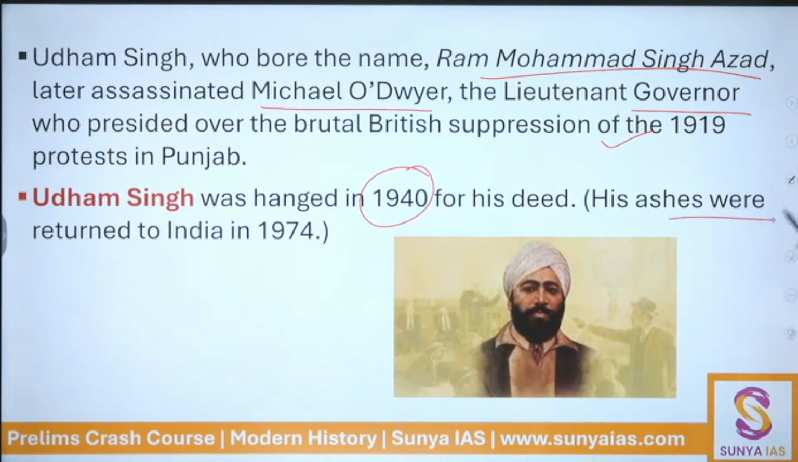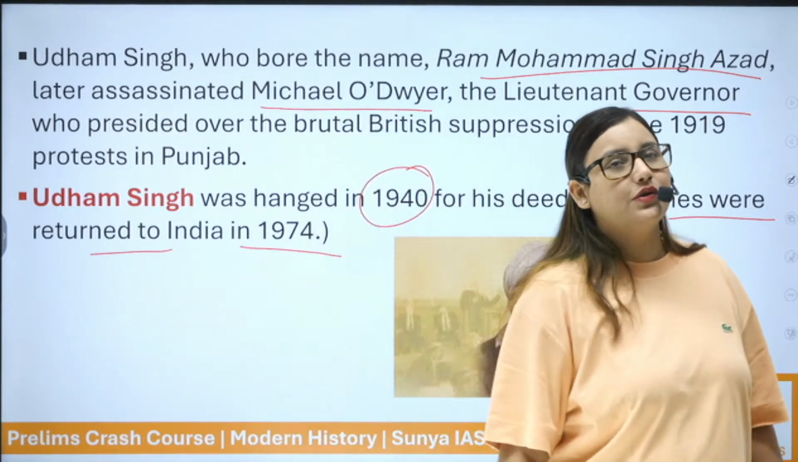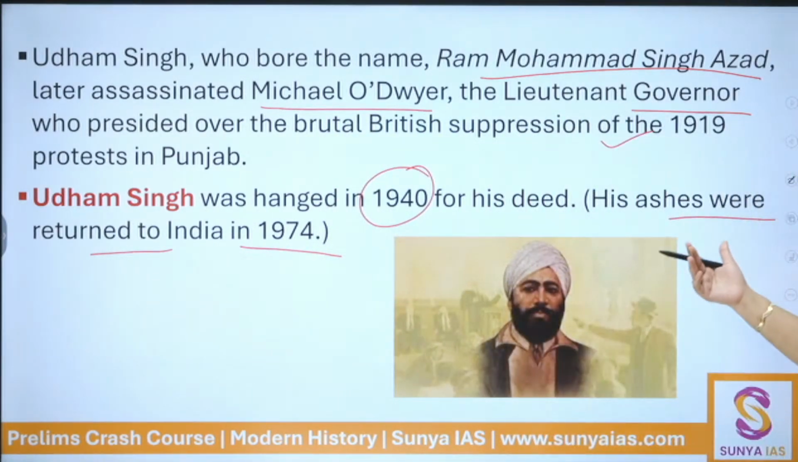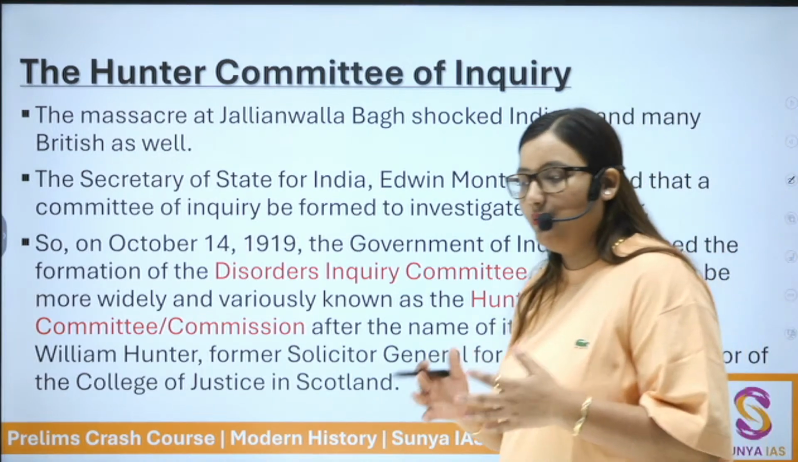His ashes were returned to India in 1974 by Britishers. So we should always remember the name of Udham Singh whenever we talk about the Jallianwala Bagh massacre. Okay, now if we talk about the Hunter Committee, it was a committee of inquiry.